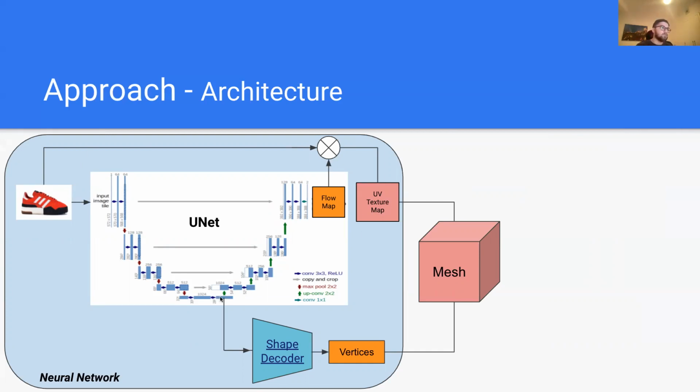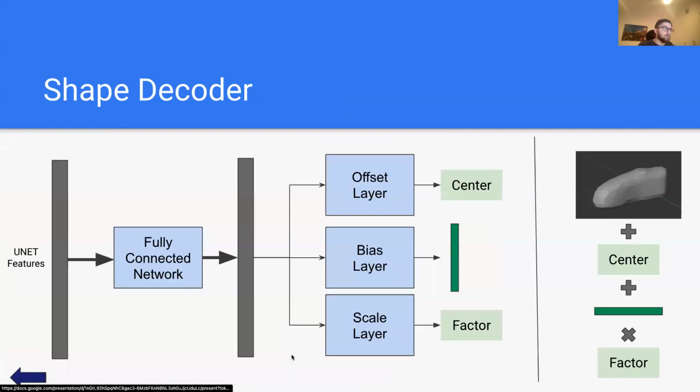But to get the shape, what we do is look at the encoded features from the UNet and pass those through a shape decoder that gives you these vertices. If I click on that, yeah. So the shape decoder takes the UNet features, passes them through another set of connected layers. And then those new features go through 3 separate layers. The first layer gives you an offset, so it basically shifts the base shape. The second one gives you biases, so each of the vertices in the base shape gets deformed in a certain way. And the last one is a scaling factor, so it multiplies to all the vertices.